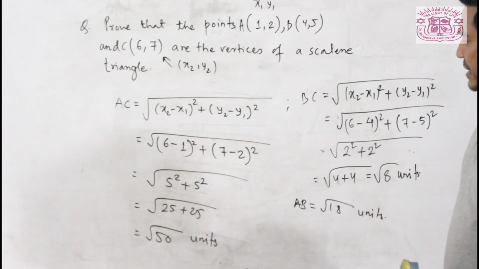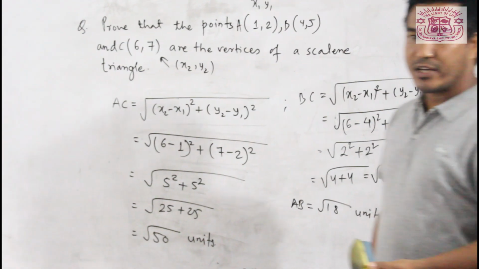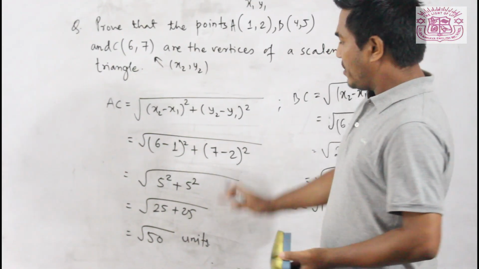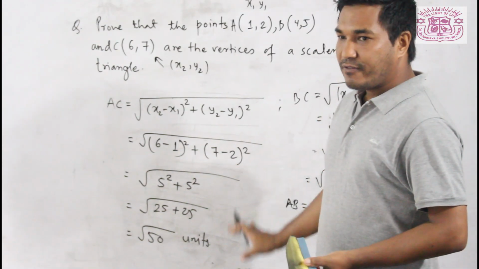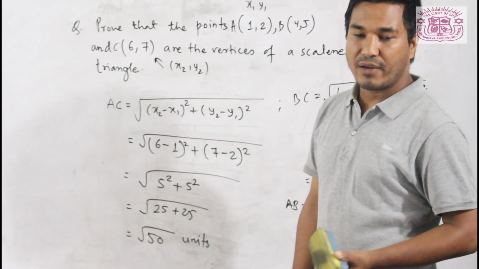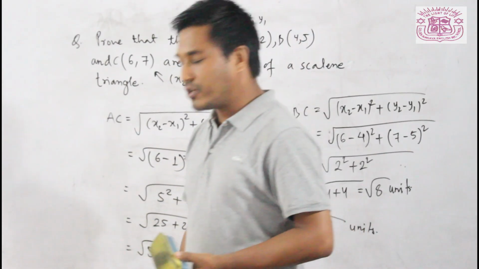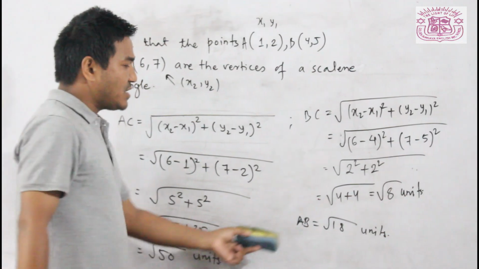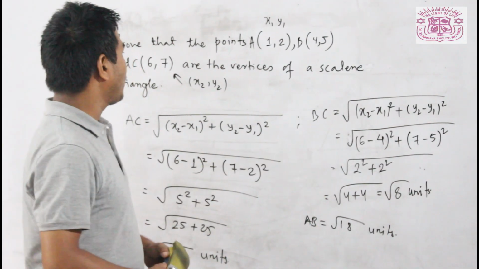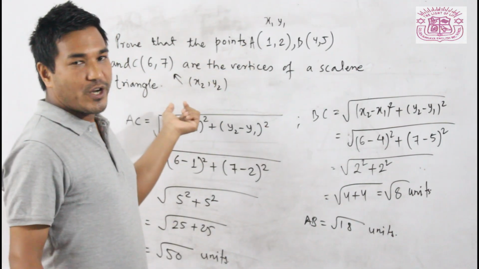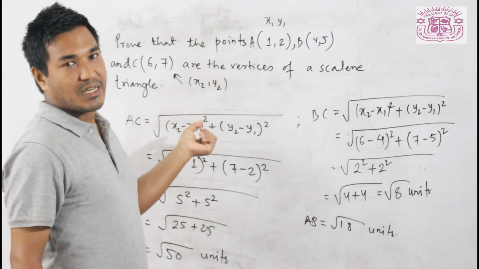If all of the sides are unequal, then it proves that these are the sides of a scalene triangle. Have you got that? These are the sides of a scalene triangle. Since all of the distances are unequal, these are the sides of the scalene triangle. So the above points are the vertices of the scalene triangle.